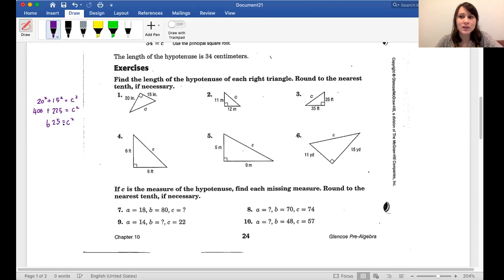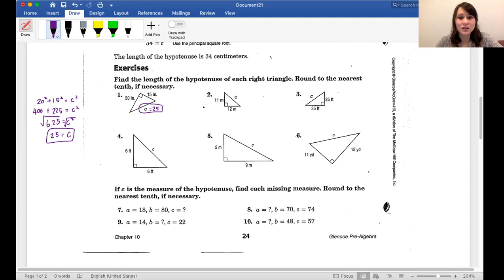So to work this out, just like we learned in our first lesson in this chapter, to solve a square, to do the opposite is to square root. So the square root of 625, plug it in your calculator, is 25. Okay, so C equals 25 here, which is awesome.